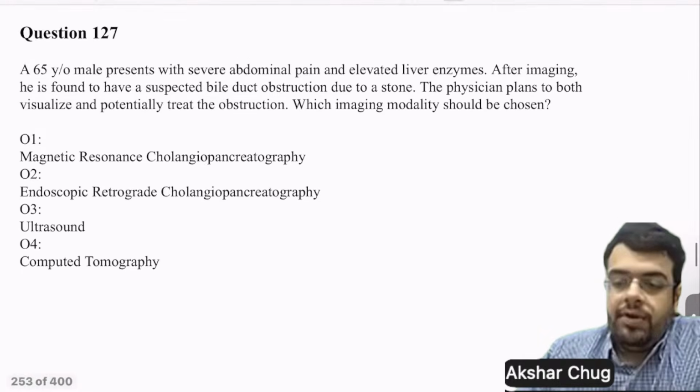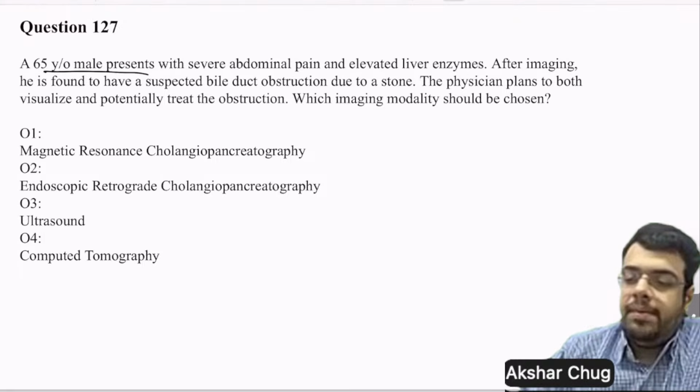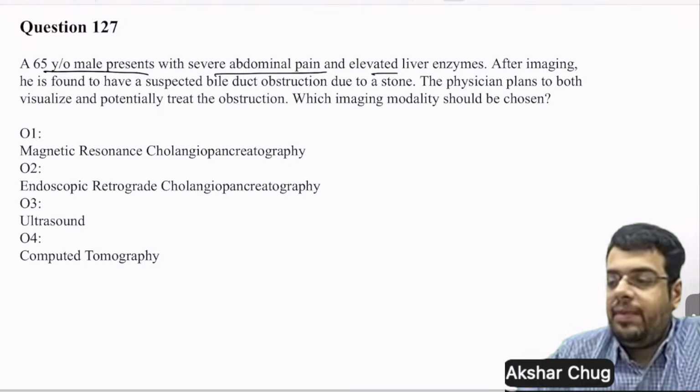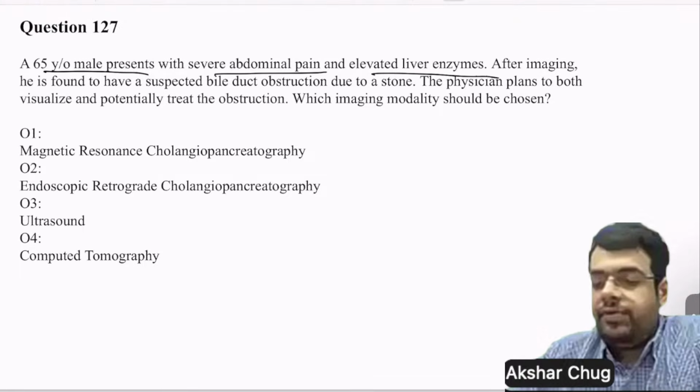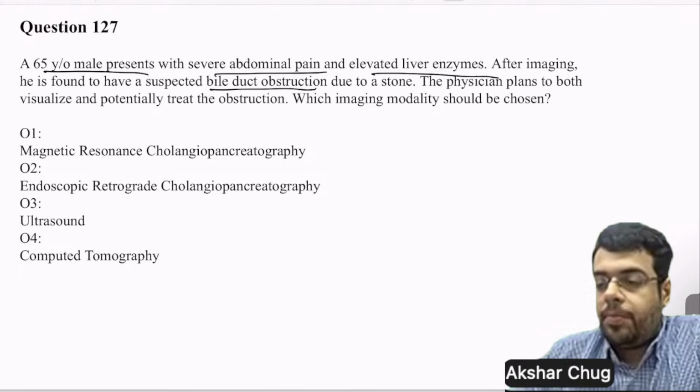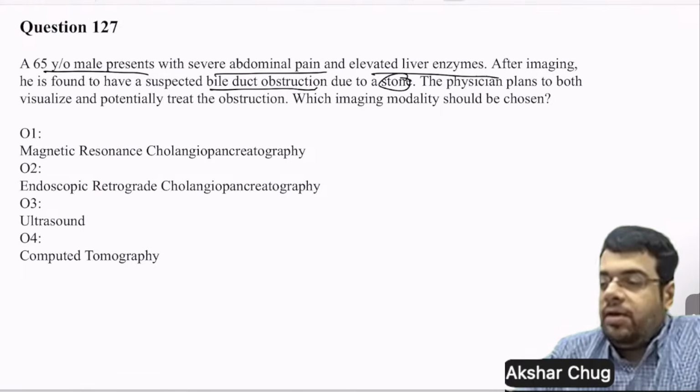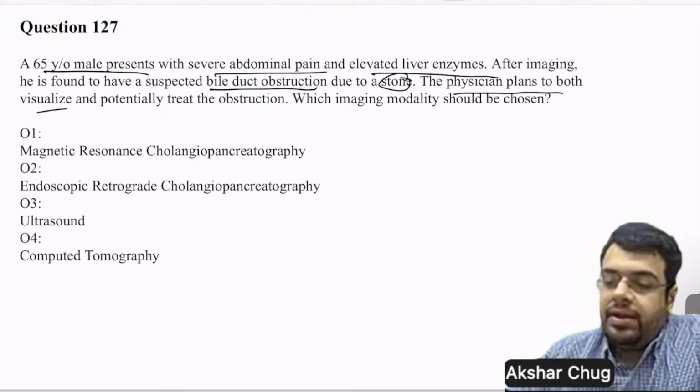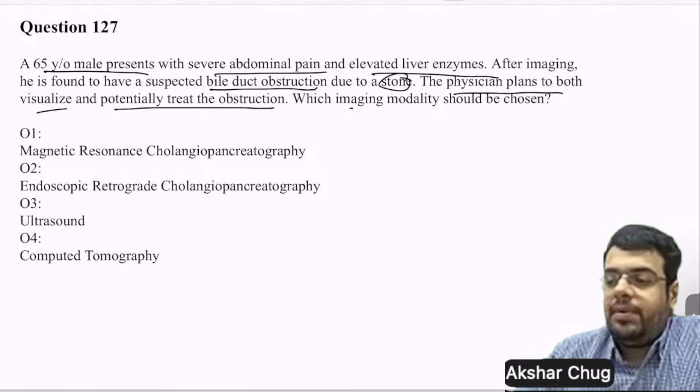Moving on to the next question, 65-year-old male presents with severe abdominal pain and elevated liver enzymes. After imaging, he is found to have suspected bile duct obstruction due to a stone. The physician plans to both visualize and potentially treat the obstruction. Which imaging modality should be chosen?